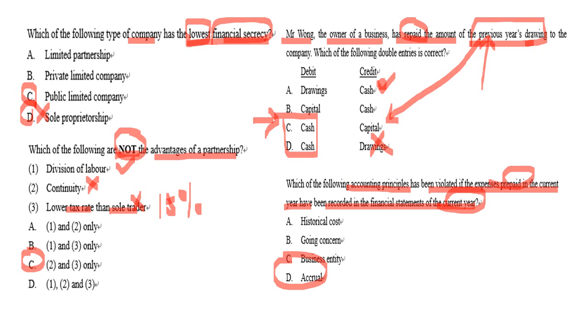Learn it. Next, accounting principles. Valid if the expenses prepaid in the current year have been recorded in the financial years of the current year. Prepaid, current year. This is about accrual concept. That means the expense prepaid in the current year should be deducted from the total expenses incurred in the current year, which the prepaid expense will be regarded as the current assets at the end of the financial statement, SFP, all right, current assets, which will be used in the next accounting year.